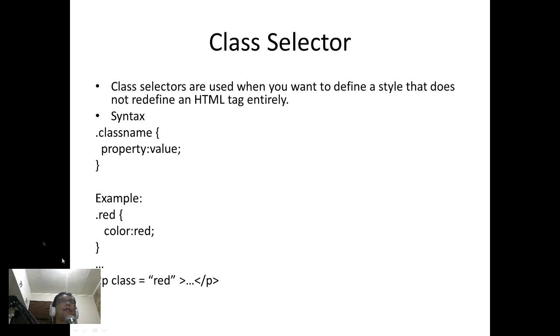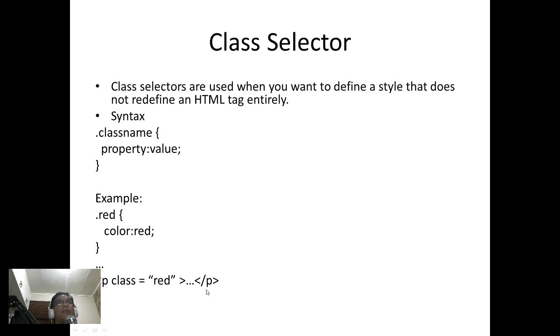So what's the difference? In an HTML tag selector, we don't have a dot before the name of the selector, but for a class selector, we place a dot before the class name. As an example, we have here .red, color red. So we have placed a P with class equals red. This is a class name, so to refer to that, we can use the class attribute on the P.